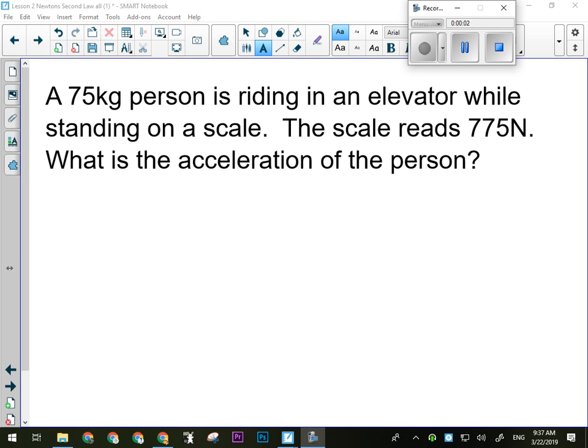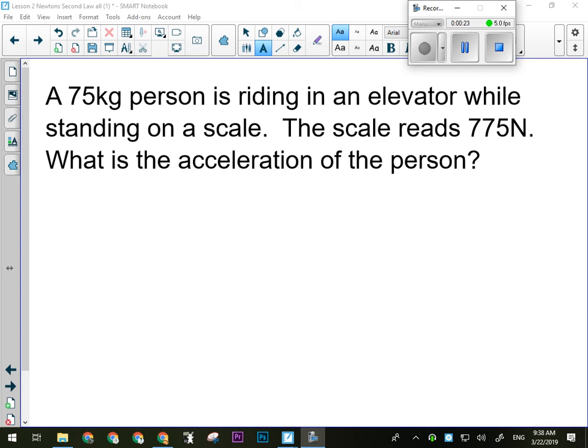So here's what we have to realize, guys, about a scale. When you stand on a scale, there's a spring inside that you compress. When you compress the spring, what does the spring do? It pushes back. That's what the scale reads. The scale doesn't read how hard you're pushing on it. The scale reads how hard it's pushing back on you.